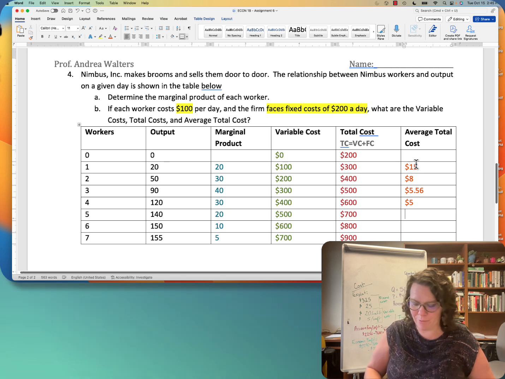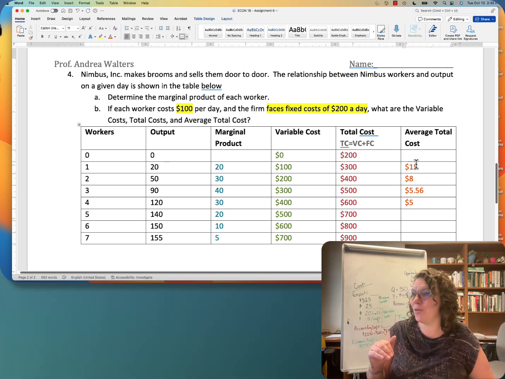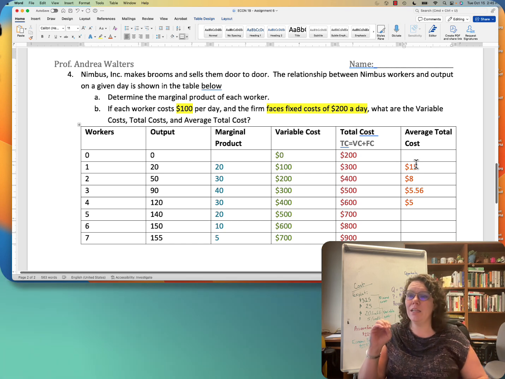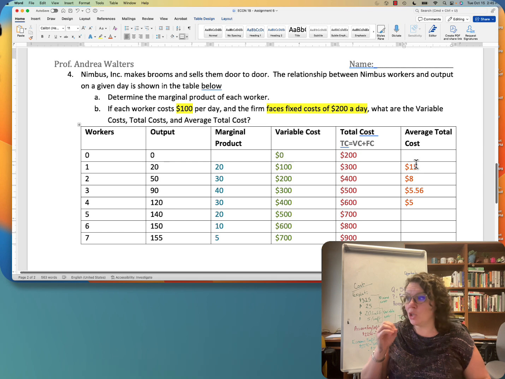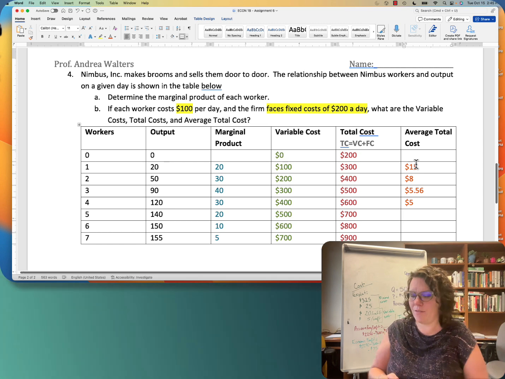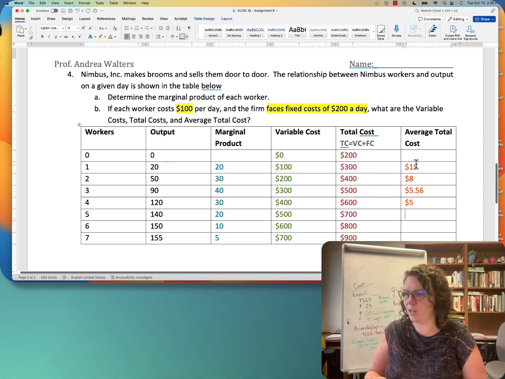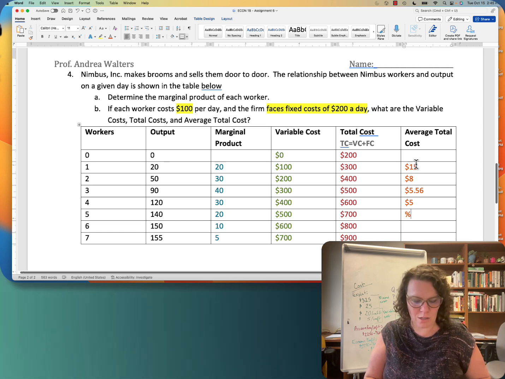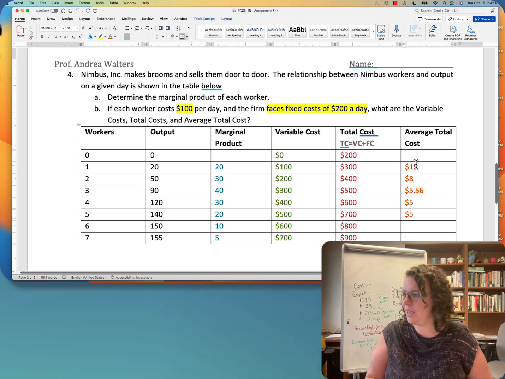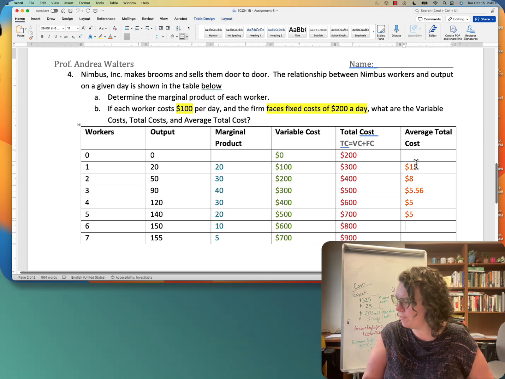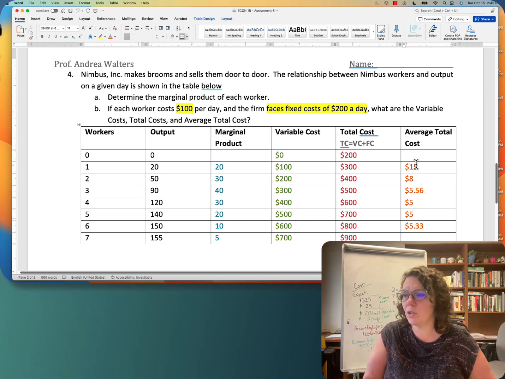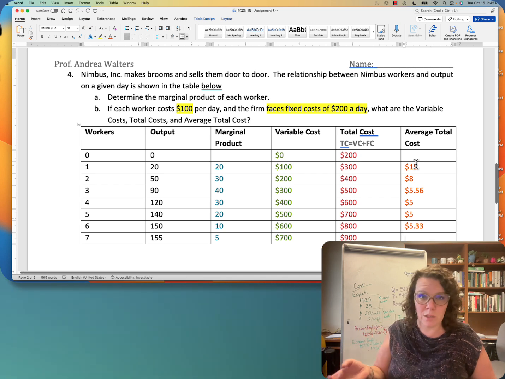And then we see average total cost starts to even out. And we would expect this to be the point at which average total cost and marginal cost are the closest to each other. So now we have, let's calculate it one more time, $700 divided by a quantity of 140 gives us an average total cost of $5. And then $800 divided by a quantity of 150 gives us an average total cost of $5.33. And then $900 in total cost divided by an output of only 155, right?